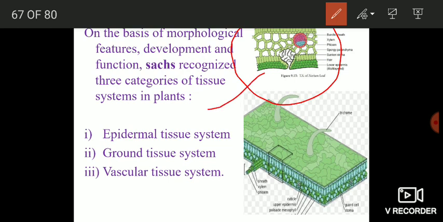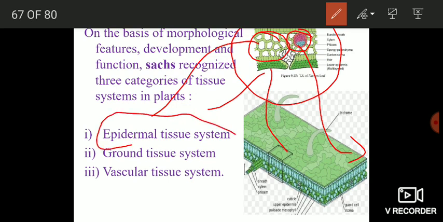Here in the image you can see the transverse section of a leaf, and in this you can see there are three tissue systems: the epidermal tissue system, the ground tissue system in the form of mesophyll, and then the vascular tissue system in the form of the midveins. Today our focus will be the epidermal tissue system and the different structures associated with it. So let's move on.